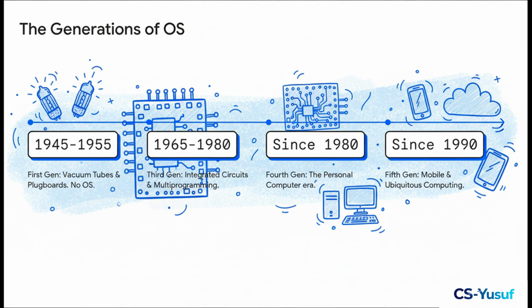In the very first generation, there was no OS. You programmed the hardware directly. The second generation gave us batch processing, which is a way to just line up jobs and run them one after another. The third generation was a huge leap. We got multi-programming, the ability to juggle multiple jobs at once. Then, the fourth generation brought us the personal computer and the friendly graphical interfaces we all know and love. And now we're in the fifth generation where computing's just everywhere, on all our mobile devices.